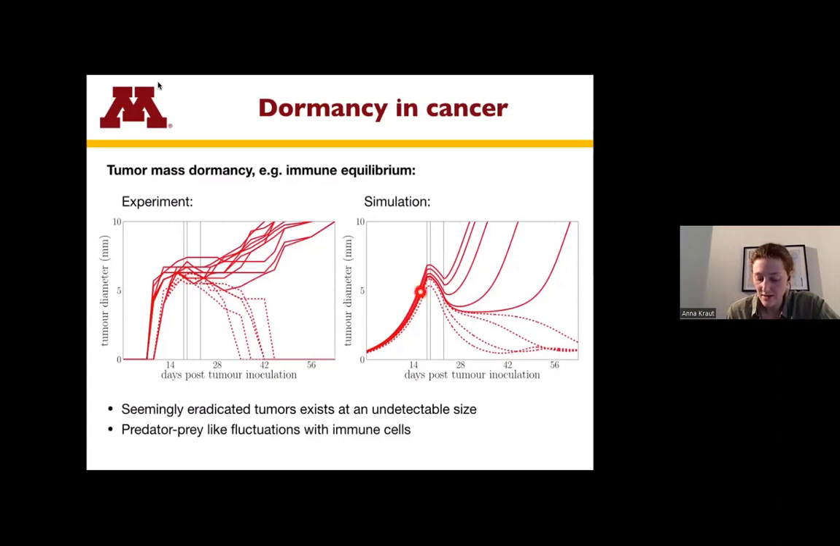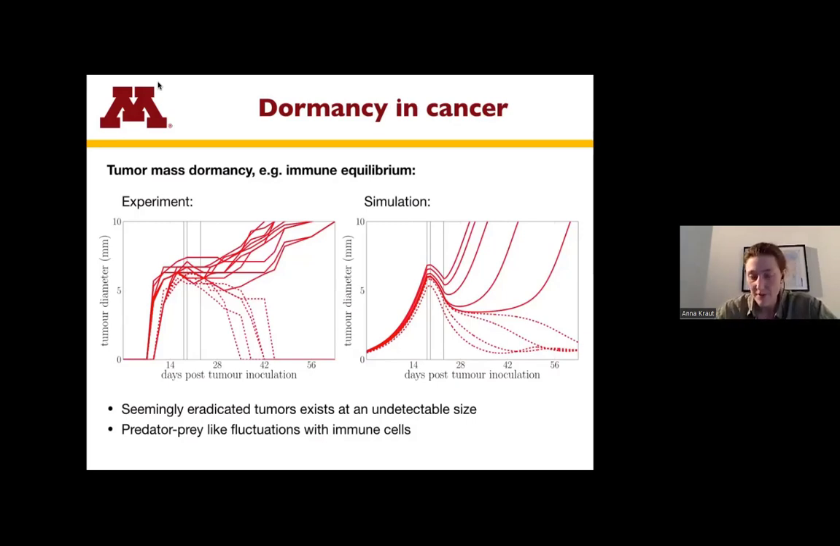But in the simulations and mathematical models, we see that it's actually more likely that the tumor doesn't fully die out, but we have a low fluctuating level here, which, due to the techniques of measuring these tumor sizes, is undetected if it drops below a certain size. And this state of low-level fluctuations is often described as a tumor immune equilibrium.